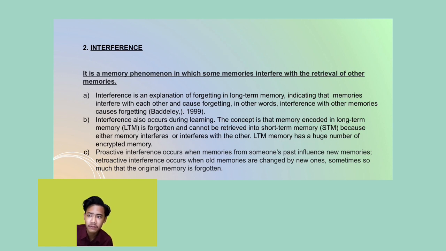Proactive interference occurs when memories from someone's past influence new memories, while retroactive interference occurs when old memories are changed by new ones.